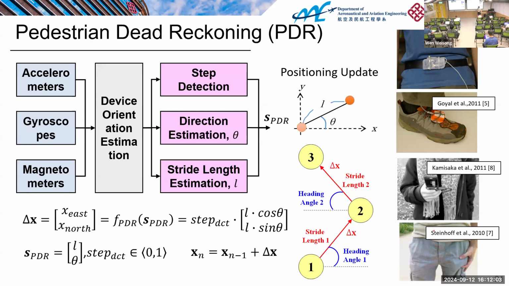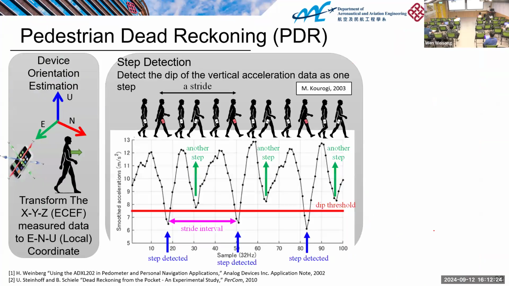Here I only provide a general concept about PDR, so there is no need to really dig into the equations. For example, how to detect that you finish your step has a lot of details inside. So this page only provides a general concept for pedestrian dead reckoning. So this is the example.